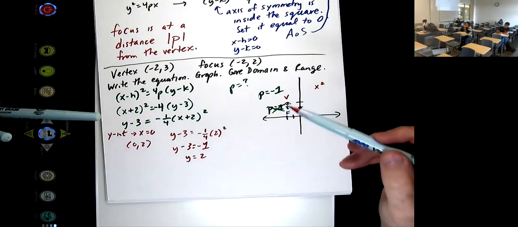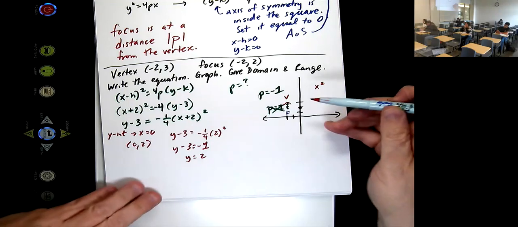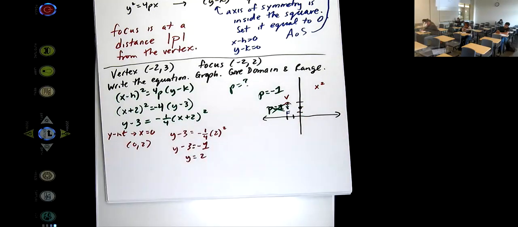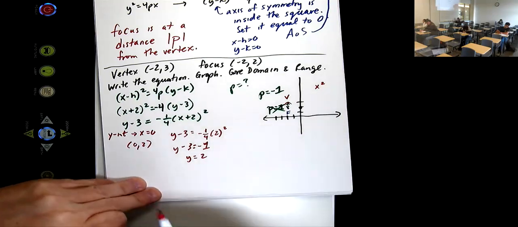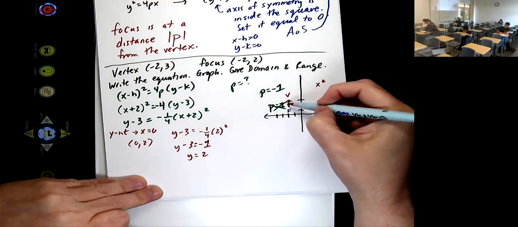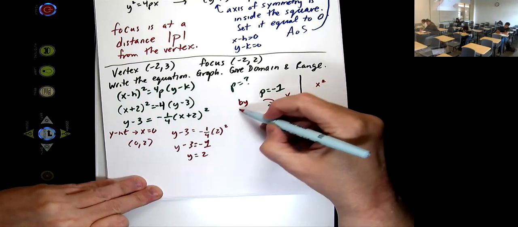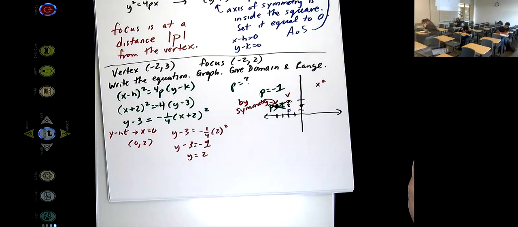Now I wish I hadn't written my p equals 1 right there because it's in my way. This is down 1 and over 2. By symmetry, I can go down 1 and over 2 to the left and put a point there.